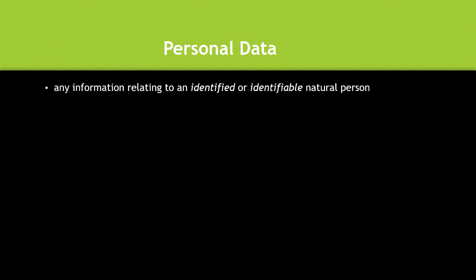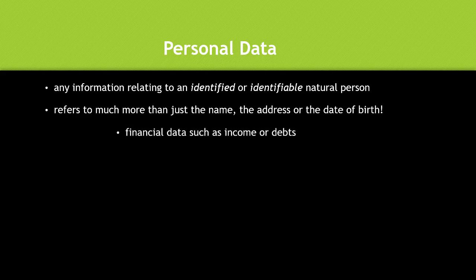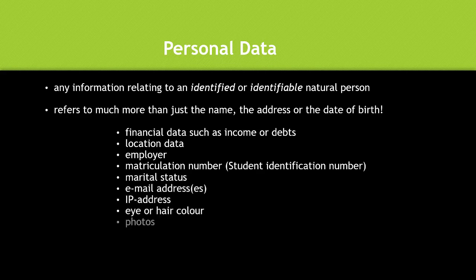That means that personal data does not simply refer to a person's name, address, date of birth or place of birth. It is rather all data that enables direct or indirect identification. This, for example, also includes financial data such as income or debts, location data, employer, matriculation or student identification number, marital status, email addresses, the IP address, but also eye and hair color, or photos, and much more.